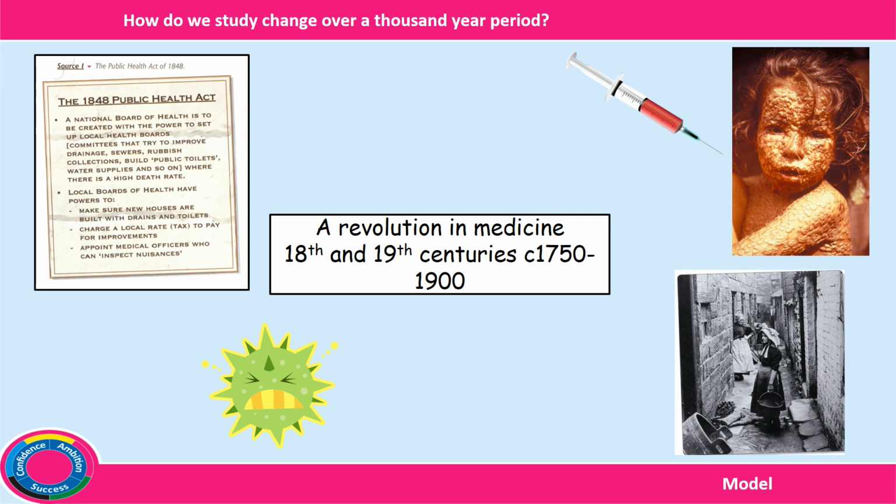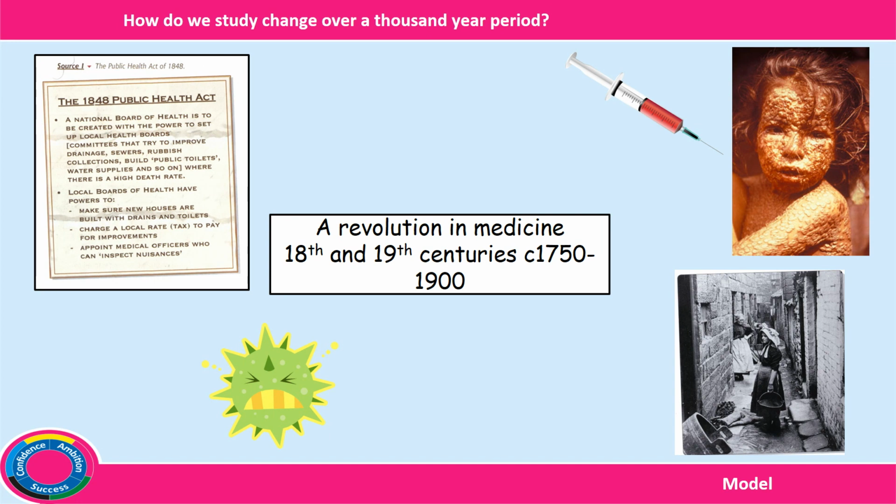So this is where we see huge improvements in public health, with the government passing public health acts to improve people's living conditions. They start deciding to look at sewers and drains. They decide that we need rubbish collections. We also see the building of public toilets as well. There are now stipulations for what new houses have to have. And they also bring in a tax to help pay for these new improvements.